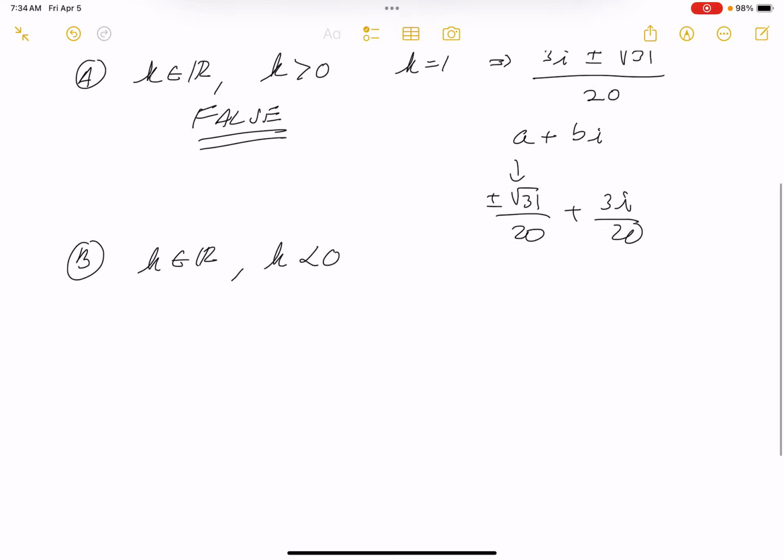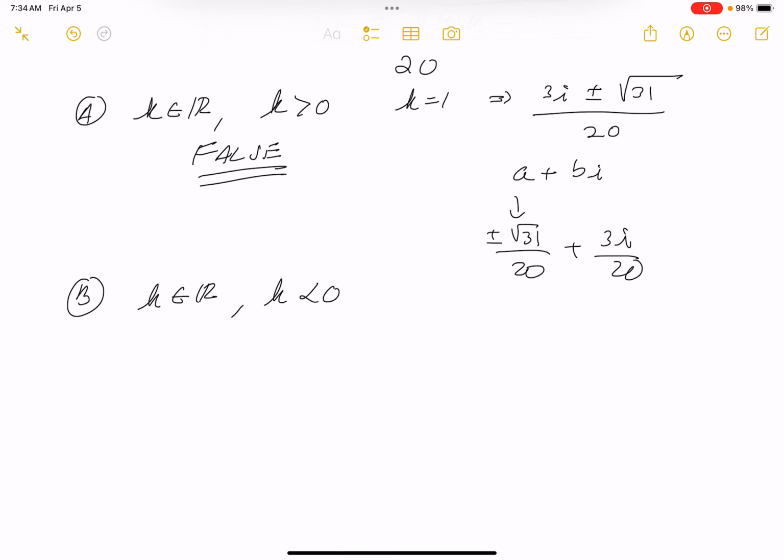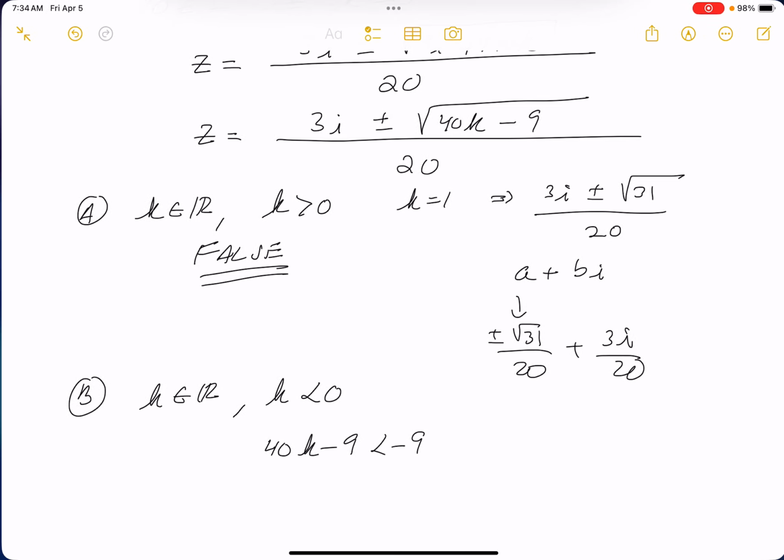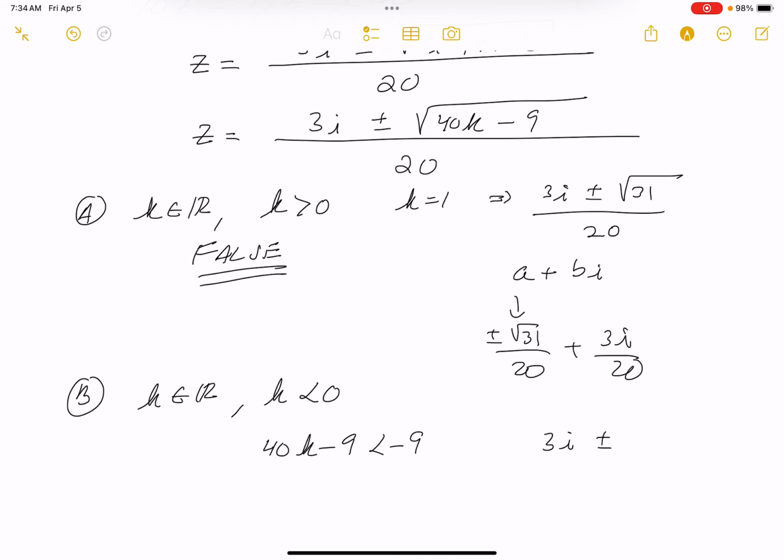So I want to point out, if k is less than 0, I know the discriminant, which would be 40k minus 9, is going to be less than minus 9. So what do I know now? I know that the discriminant is always going to be negative. So what does that mean? I'm going to get 3i plus or minus some non-zero multiple of i. It would never be equal to 3i, by the way. That would only happen if k was equal to 0, and k is not 0. So this will always be some non-zero multiple of i. This is going to sum up to a pure imaginary number. So this one is clearly true.